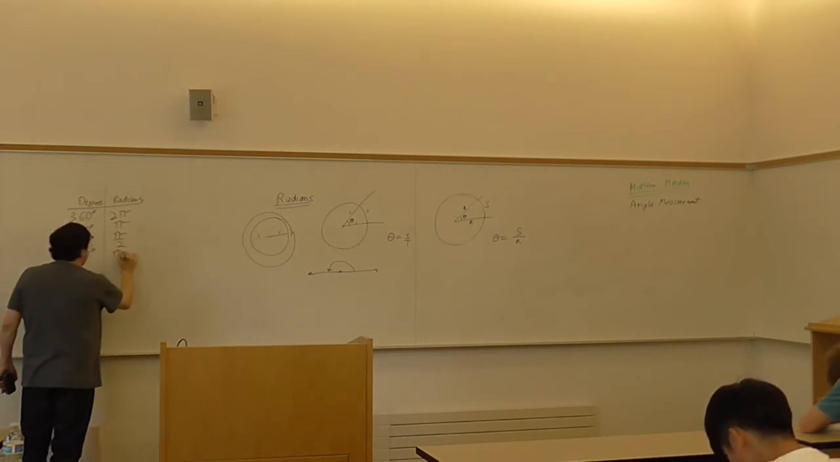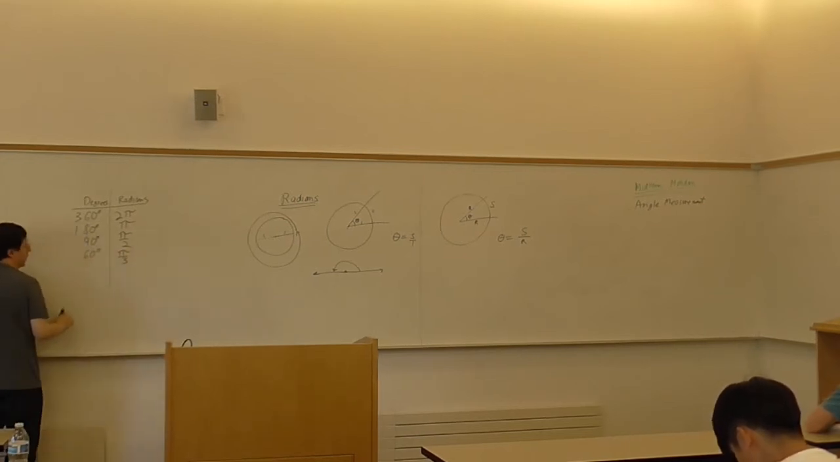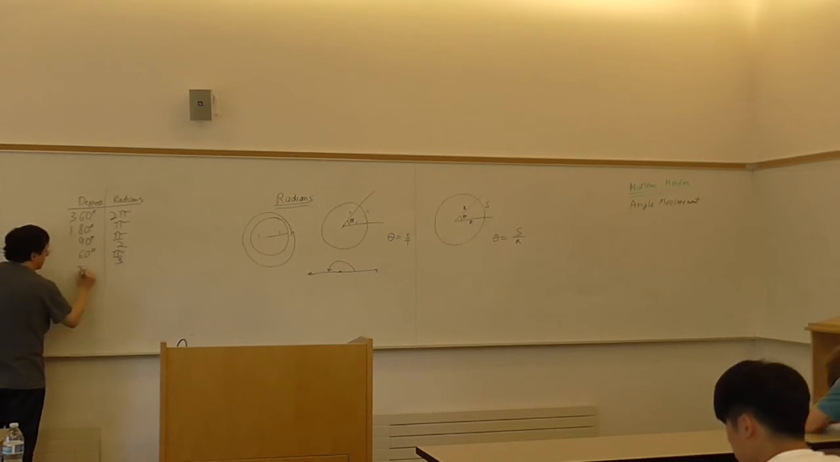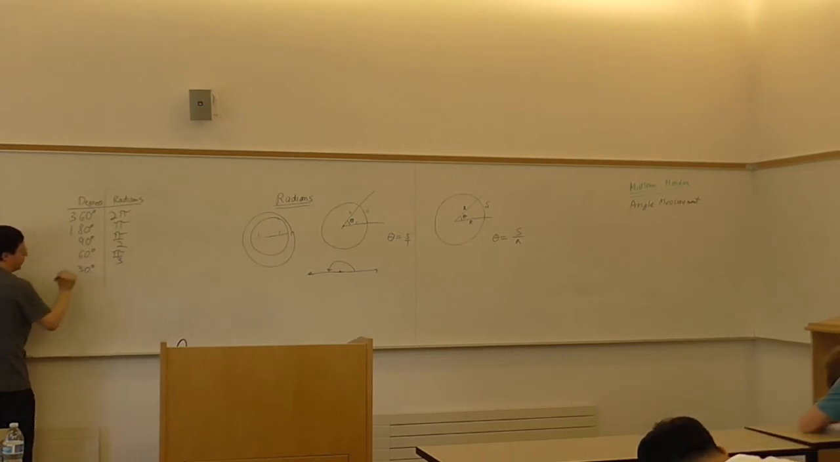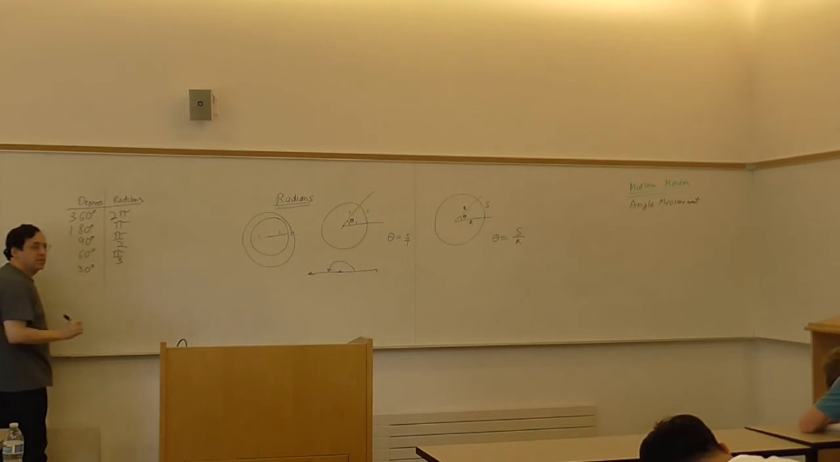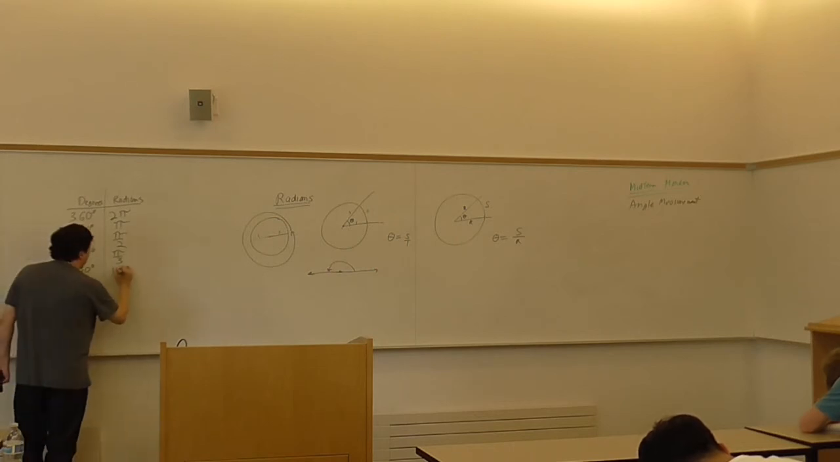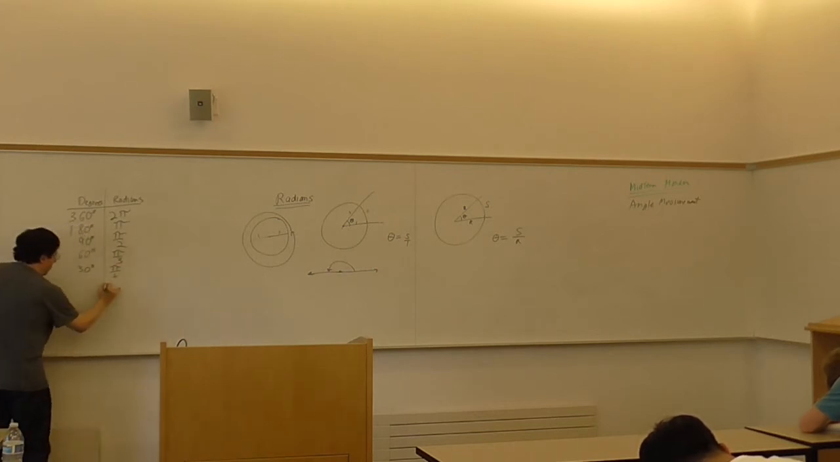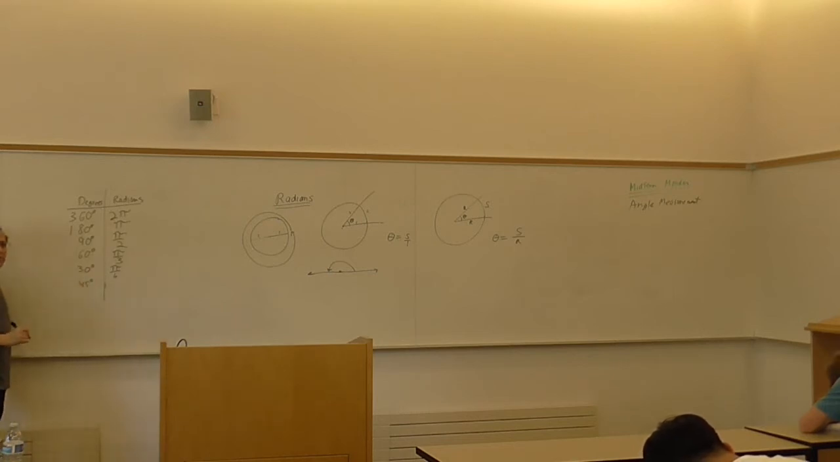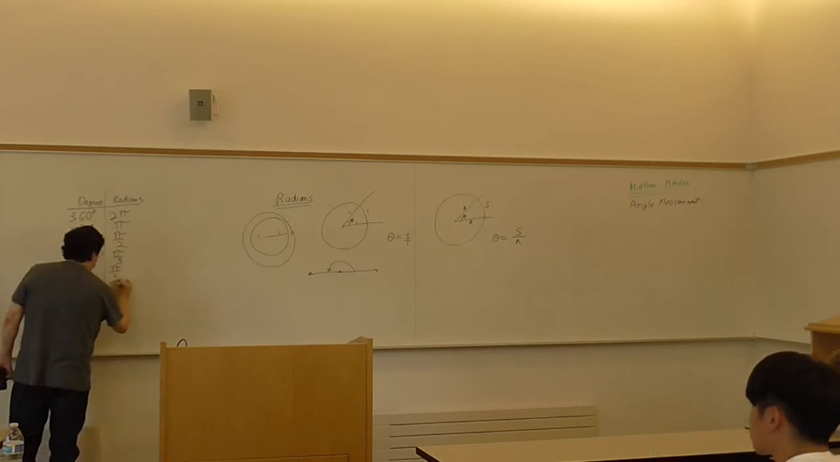Pi over 3. Okay. We know 60, we should know 30. That's pi over 6. And one more important angle you really should be familiar with, 45 degrees, is going to be right here, pi over 4.